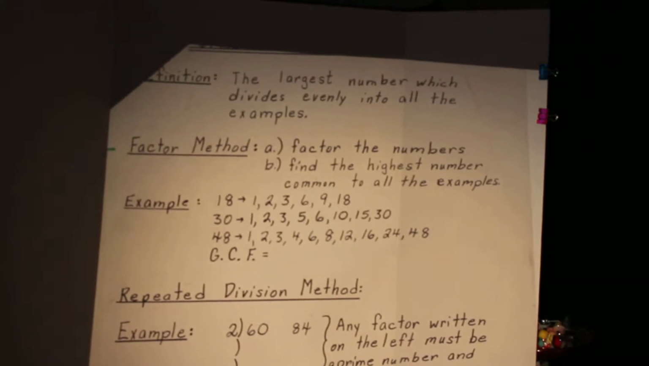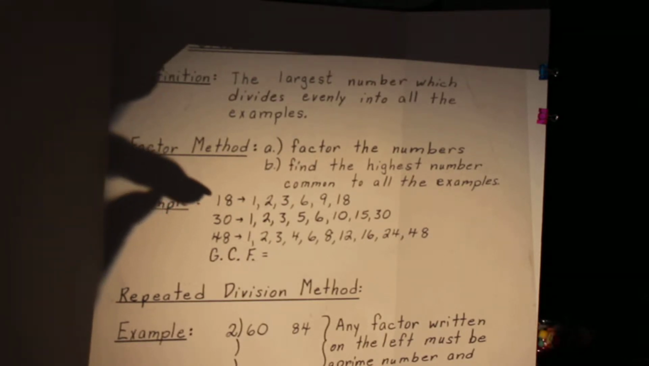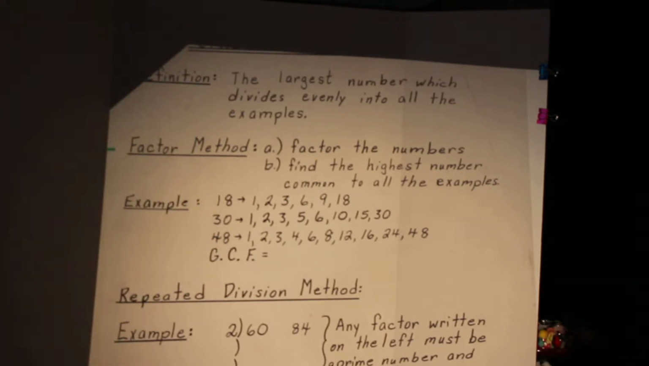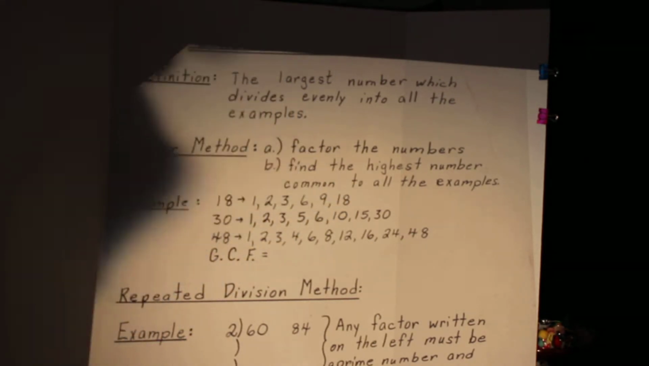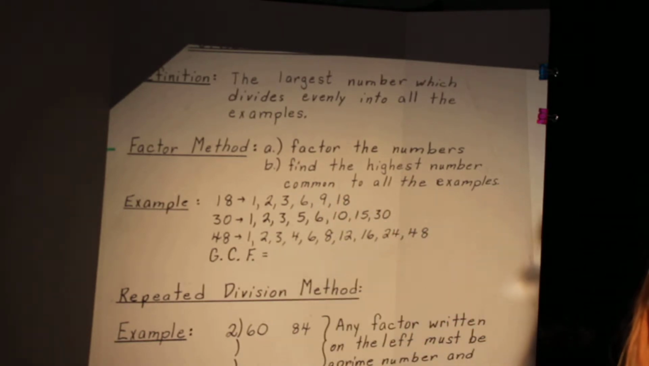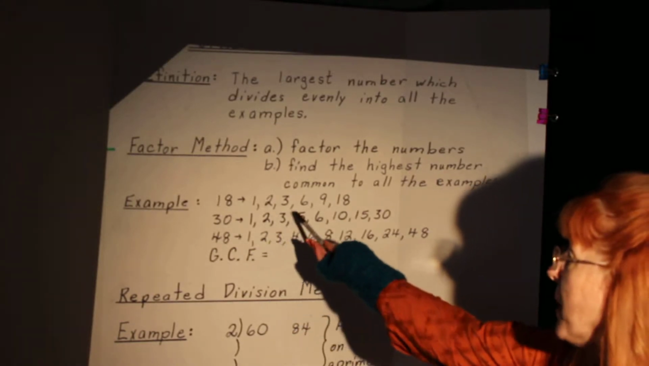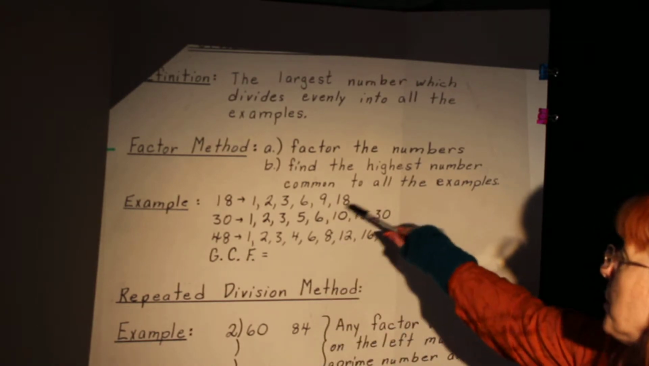I've already written out all the factors. We did factoring already, so we have an example of 18, 30, 48. We need to find the greatest common factor that goes with all three of those numbers. So we have 1 times 18, 2 times 9, 3 times 6. All the factors have to be numbers that will go evenly into your example. You cannot have decimals or fractions or anything like that in this case.